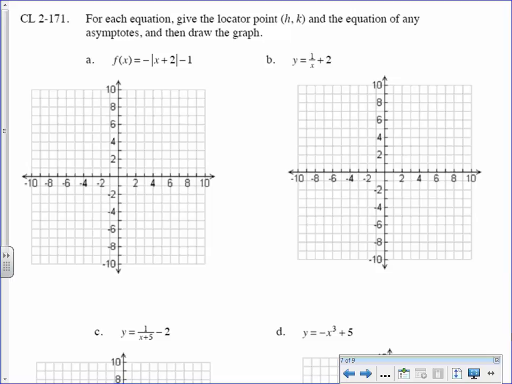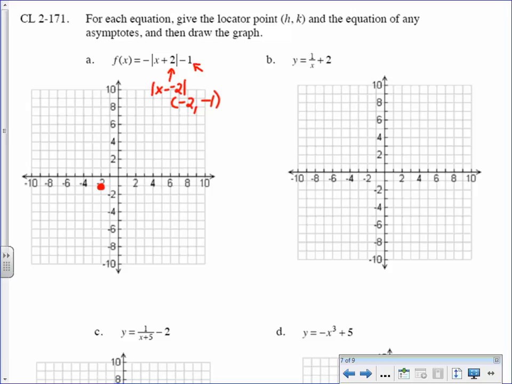I know it's an absolute value, so there's no asymptotes. This value here is giving my h. Since it is plus 2, I'm really doing x minus negative 2 because it's always x minus h, giving an h value of negative 2. And then this value over here is our k value, negative 1, meaning my locator point is at (negative 2, negative 1). So I'm going to go ahead and plot that. Negative 2, negative 1 on the graph.